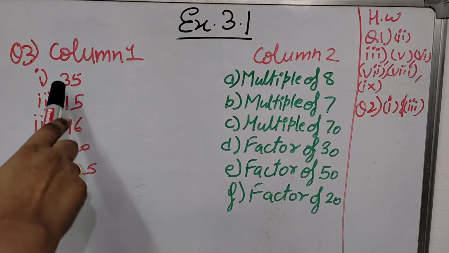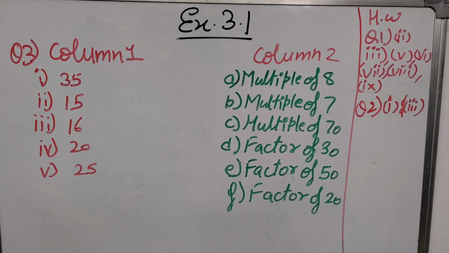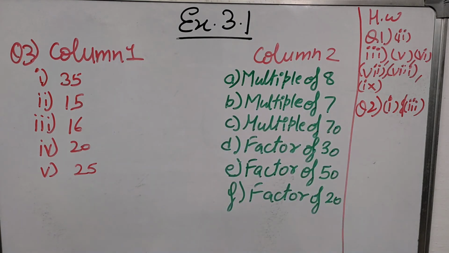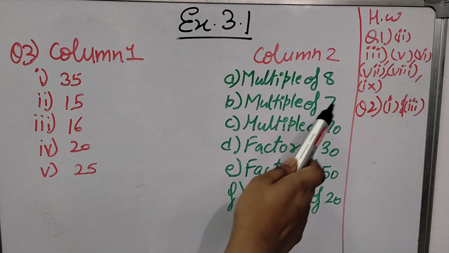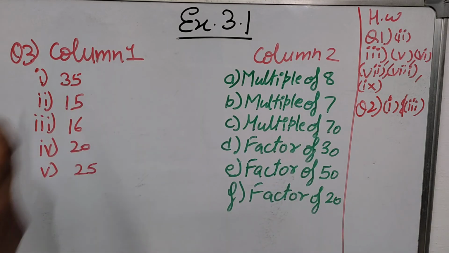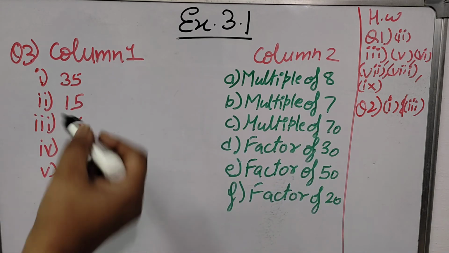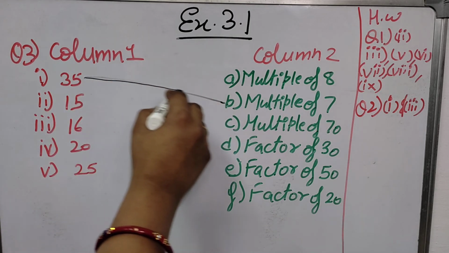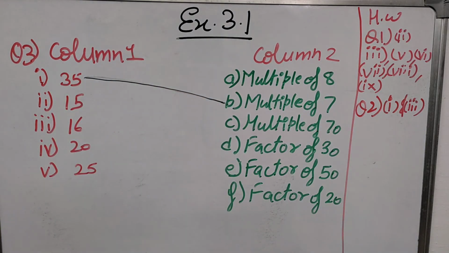So first is 35. So 35 is what? Is it a multiple of 8? No. Is it a multiple of 7? Yes, it is a multiple of 7. If you multiply 7 with 5, you will get your answer as 35. So this 35 is a multiple of 7. So this 35 is done.